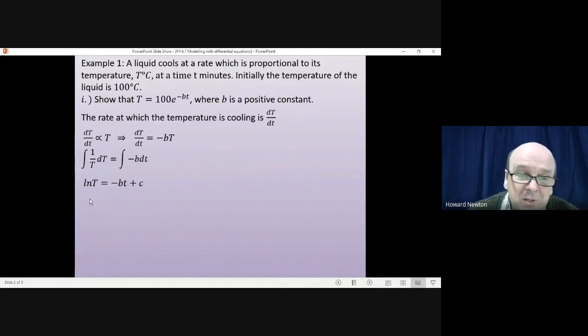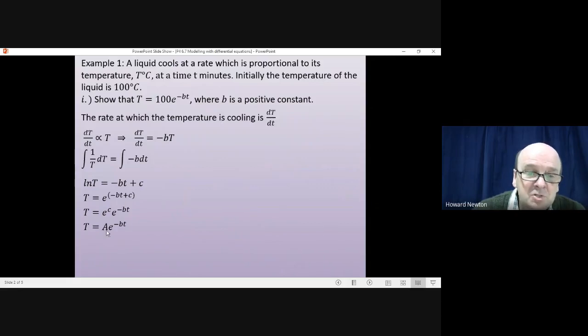To get T on its own, it's a standard technique. We need to cancel out the ln, and the way we do that is by doing e to the power of both sides. So e to the power of ln T on the left-hand side will just give us T, and on the right-hand side, we'll have e to the power of minus bt plus c. As we've done before, we'll now separate out this constant e to the c, so that we get e to the c times by e to the minus bt, and I'll choose to rewrite that constant as A, which is itself a constant. We're very close to the answer now.